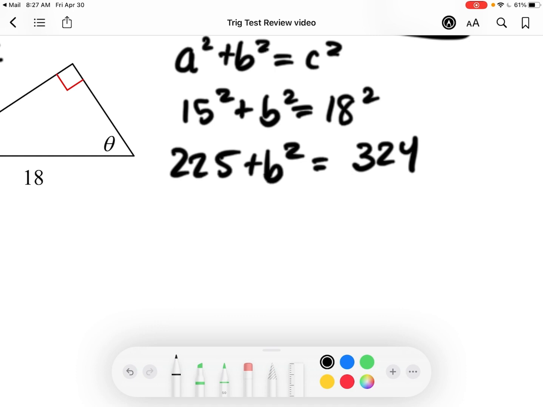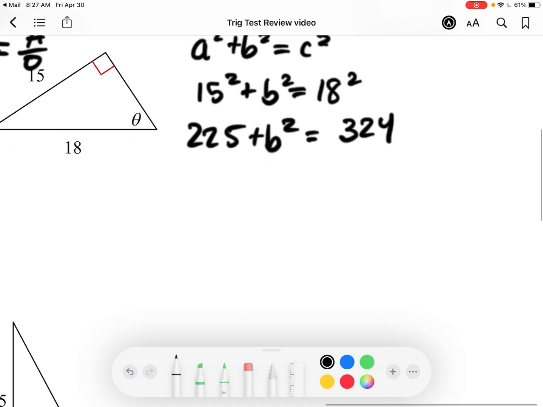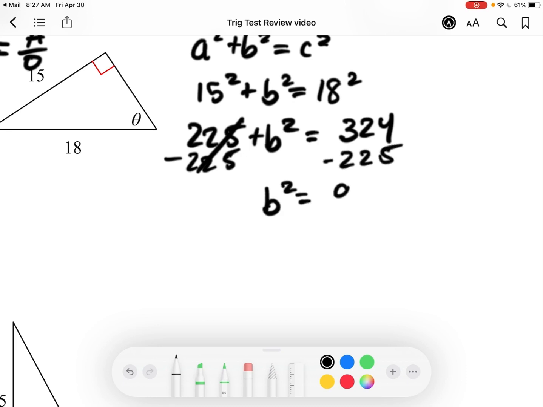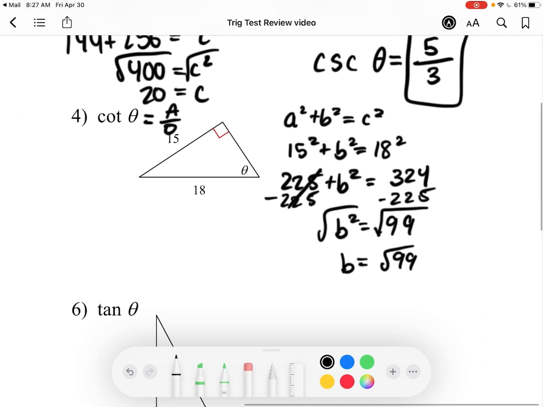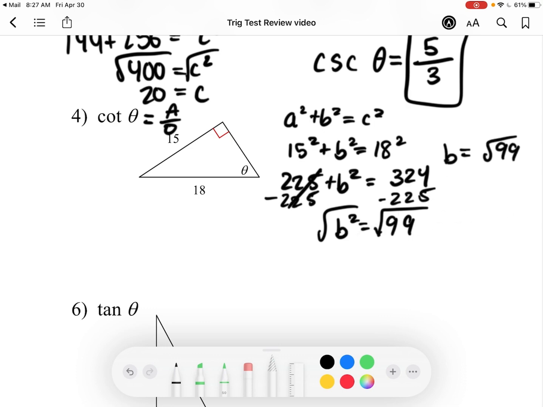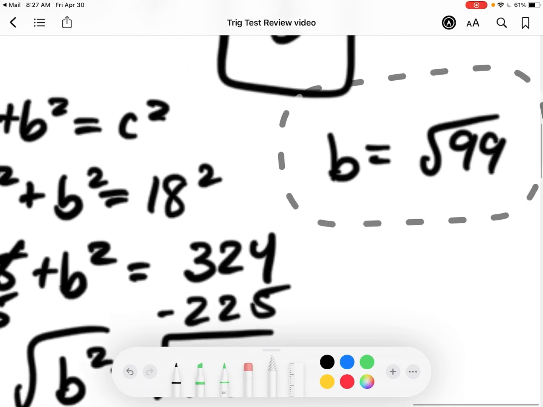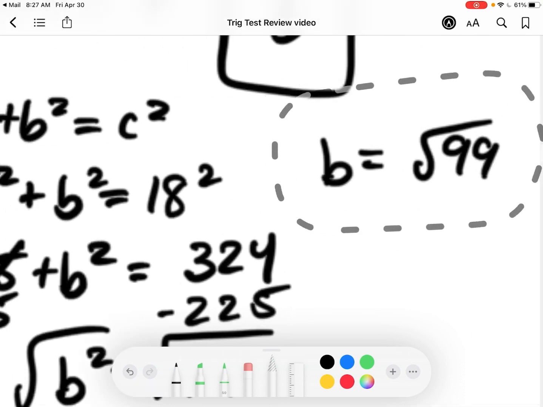Now to solve for b, we're going to first subtract 225 from both sides. And we get b squared is equal to 99. So now we need to take the square root of both sides to get b by itself, and I get b is equal to the square root of 99. Let me bring that over here. So b equals the square root of 99. So we need to simplify the square root of 99. And the way to do that, we need to see which one of the perfect squares 99 is evenly divisible by, right?